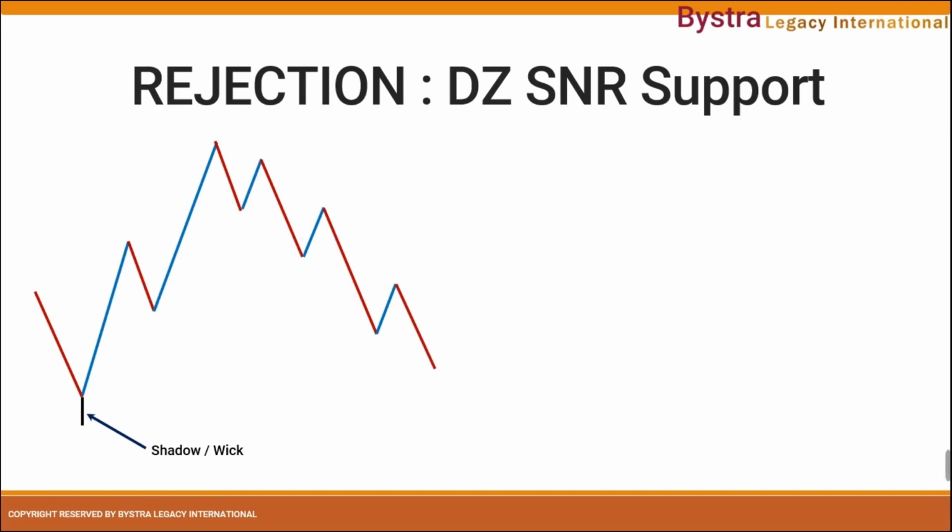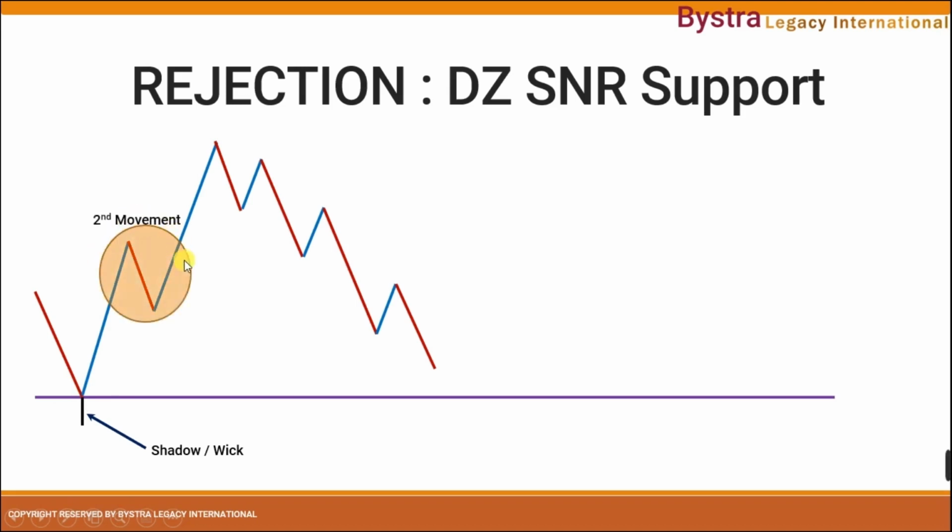Second, we go to the line chart. And then third, we mark our horizontal line at the edge of the support and mark the second movement. And the fourth thing we need to do is go back to the candlestick chart, and then we mark the zone from the edge of the support all the way down to the shadow or the wick.